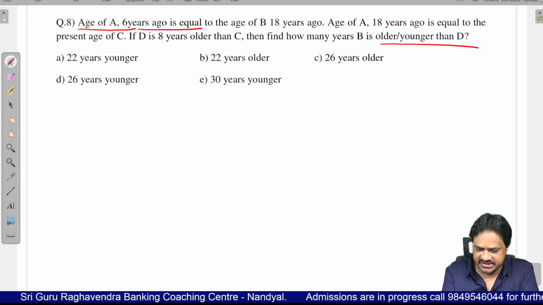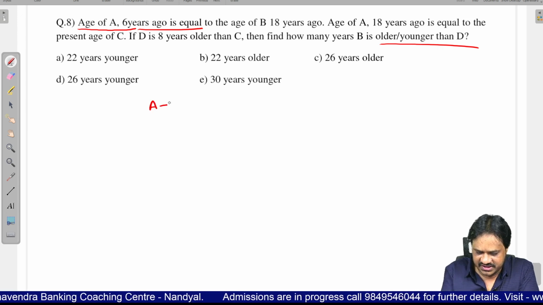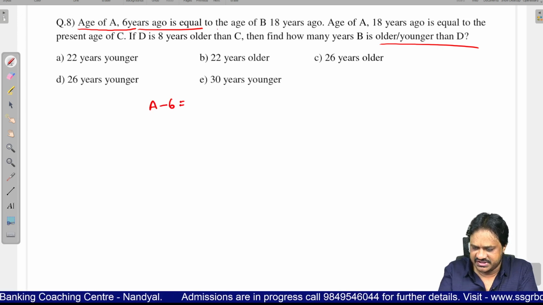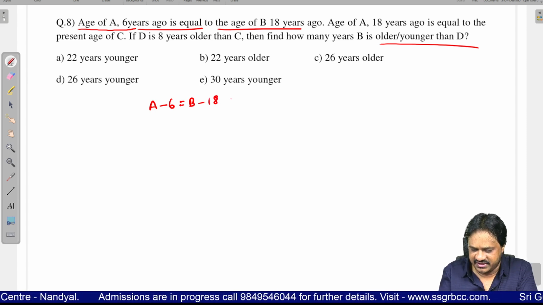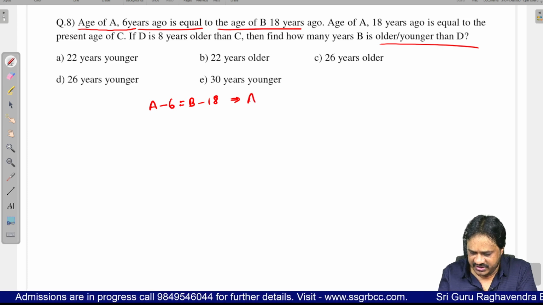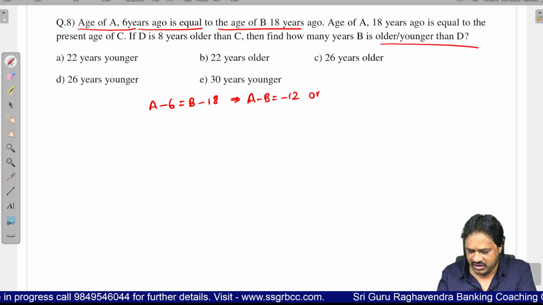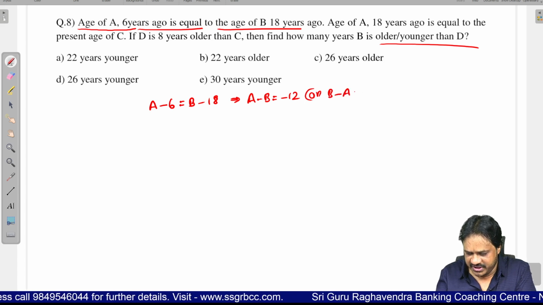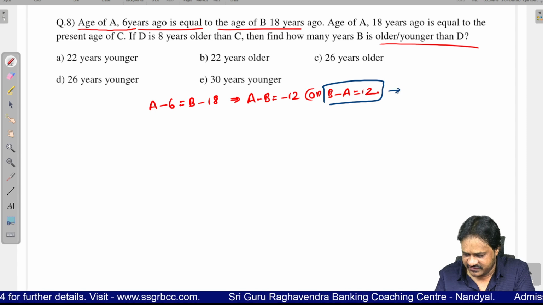The age of A 6 years ago. Let us take present age of A as A only. 6 years ago means A minus 6 equals B's age 18 years ago, so B minus 18. Therefore, we will get the equation A minus B is equal to minus 12, or we can write it as B minus A is equal to 12. Let us take this one as the first equation.